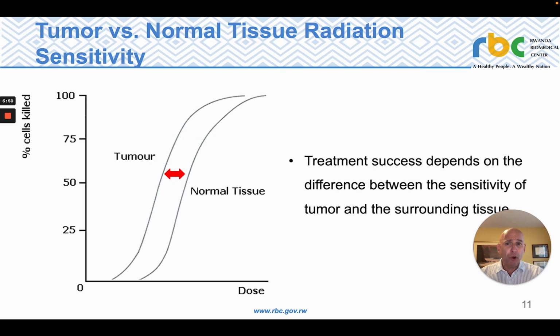As I said, when we treat with radiation, both normal and cancerous tissue or a tumor is being treated by that radiation, but the tumor cells are generally more sensitive than the normal tissue. So at the same dose, more cancerous tissues will die than normal tissues. And radiation treatment tries to exploit that difference.